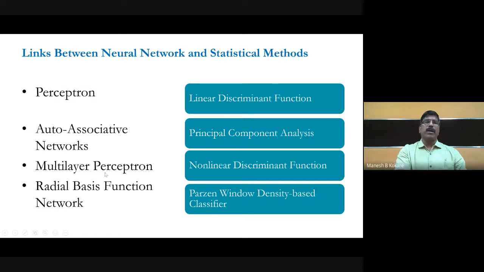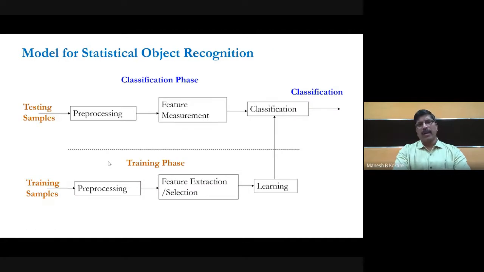Whereas the multi-layer perceptron is similar to the nonlinear discriminant function in the statistical approach, and the radial basis function network in the neural network has a link with the Parzen window density-based classifier. So there is a one-to-one link between the neural network and the statistical approach. You people have already studied this subject separately, and you know more about it.